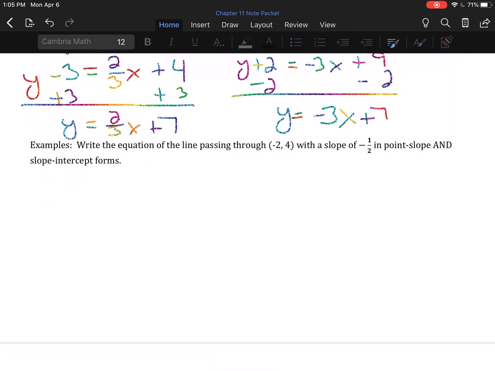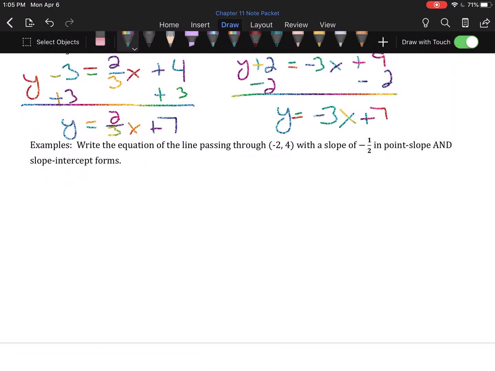Lastly, if I give you a point and a slope, I might ask you to give me both forms, point slope and slope intercept. So we want to start with point slope. Remember, that is y minus the y coordinate equals the slope times the quantity of x minus the x coordinate. Here you watch me write +2 because subtracting negative is the same thing as adding. That's review. That was last half of the chapter. That was section 4.